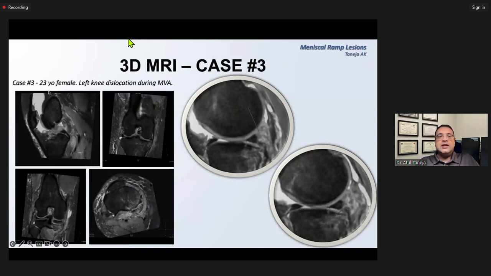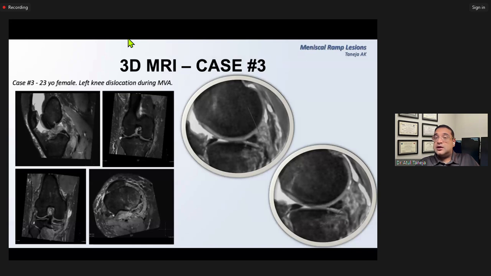Another 3D case, a 23-year-old female, left knee dislocation during an accident. You have an extensive tear of the ACL, PCL, and medial collateral ligament, detachment of the semimembranosus tendon, and posterior medial corner of the knee injury, and you have extensive edema of the meniscal capsular ligament. And then we see here something going inferiorly, and you see the detachment of the meniscotibial ligament.